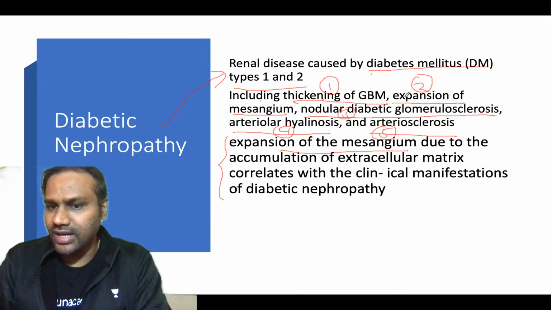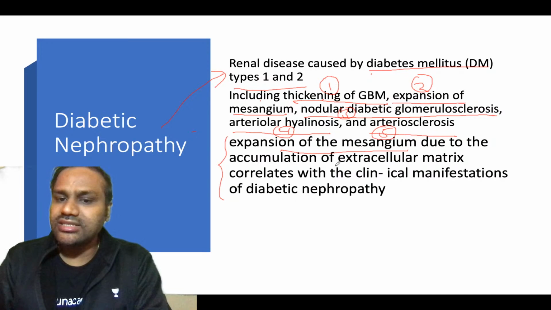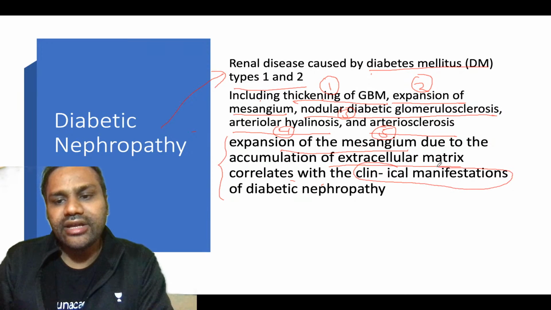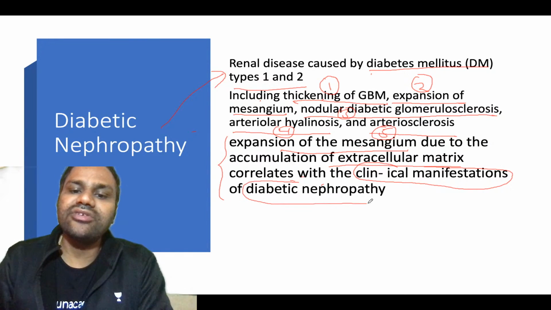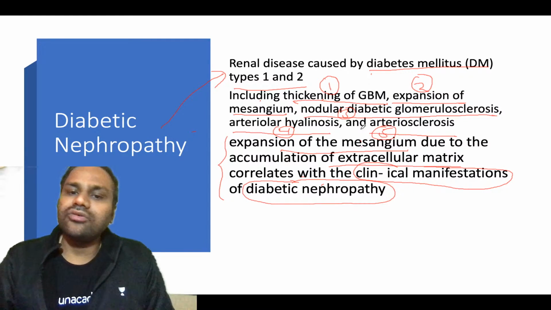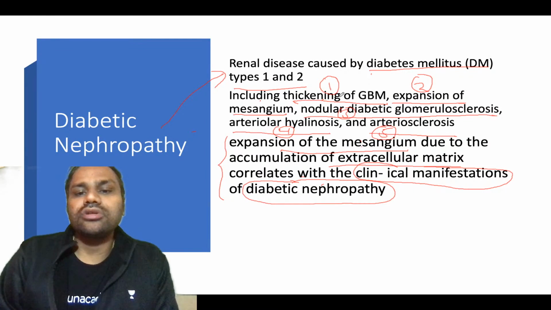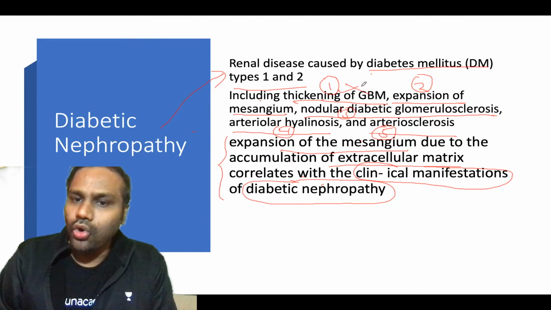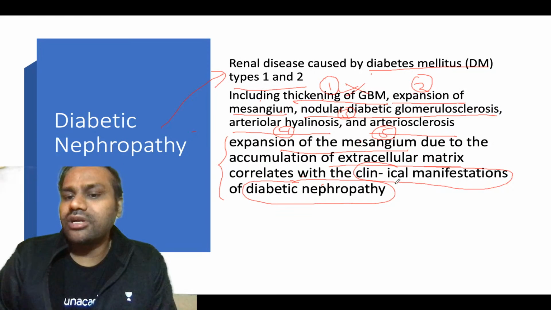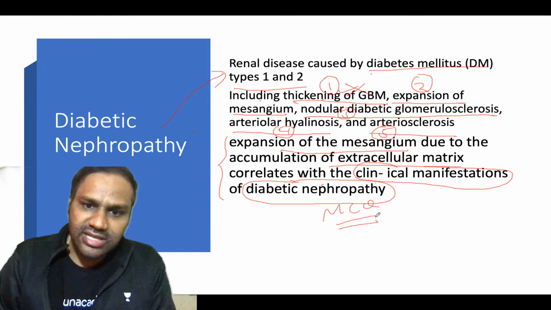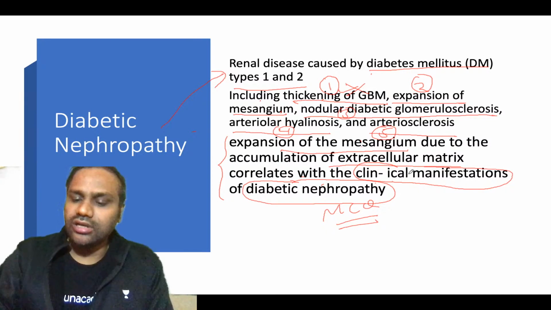Now remember, the point for the MCQ is expansion of mesangium. This mesangial expansion is due to accumulation of extracellular matrix, and it relates to the clinical manifestation of diabetic nephropathy. So which of the following is true? Does thickening of GBM represent the clinical manifestation of diabetic nephropathy? No. Expansion of mesangium represents the clinical manifestation of diabetic nephropathy. You need to know this. This line is important for your MCQ in coming exams.